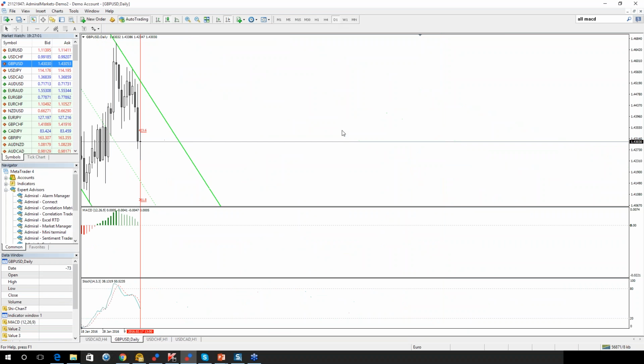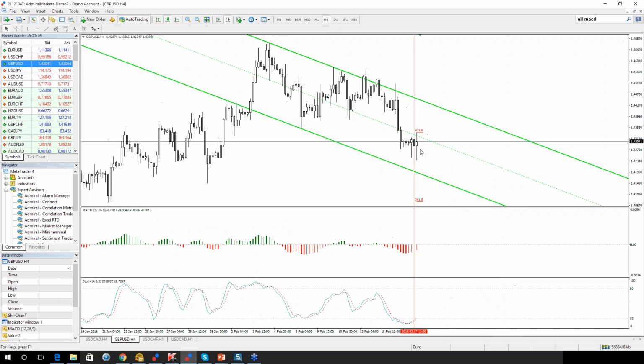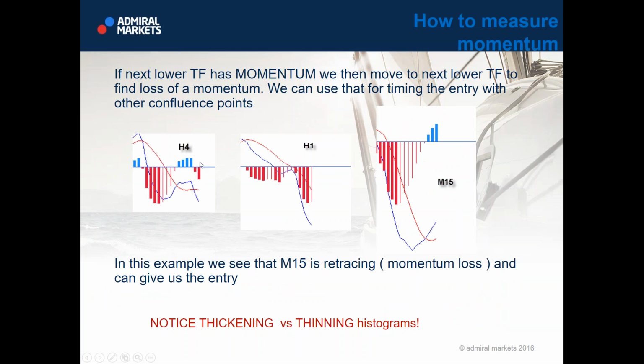So daily. Now don't watch the histograms on daily. Just watch the trend. The trend is very clear, it's to the downside. Even the channel shows the downside. So downtrend on daily, 4-hour has a thinning histogram, 1 hour has a loss of momentum. So that is the pattern which you follow. This thick, thin, and loss of momentum like this.